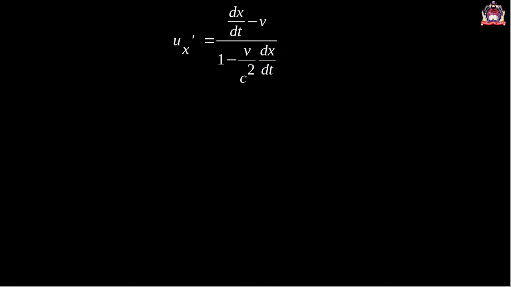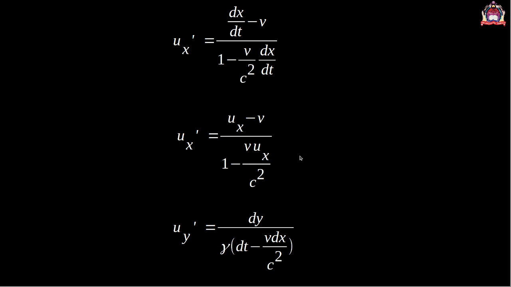So I am dividing throughout the equation by dt. We get (dx by dt minus v) whole divided by (1 minus v by c square dx by dt). Here dx by dt is nothing but ux. So we can write ux dash is equal to (ux minus v) whole divided by (1 minus v ux by c square).